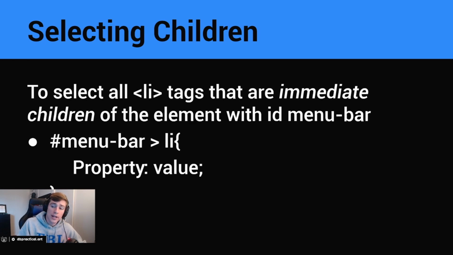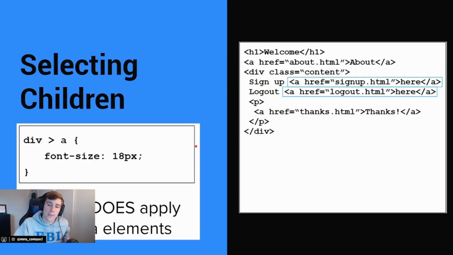To select all list item tags that are immediate children of the element with the ID menu bar, you would do the following. Put the hashtag menu bar first, then the angled bracket, and then the element li. Now what does that look like?